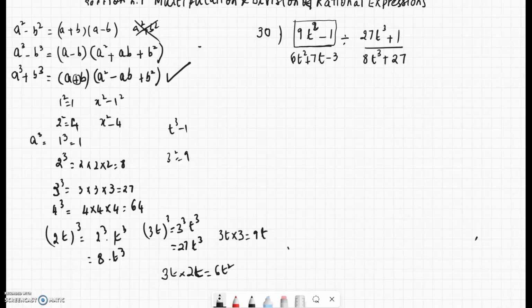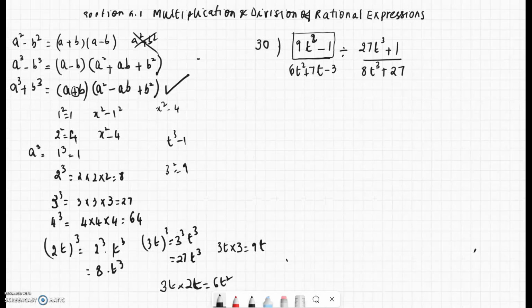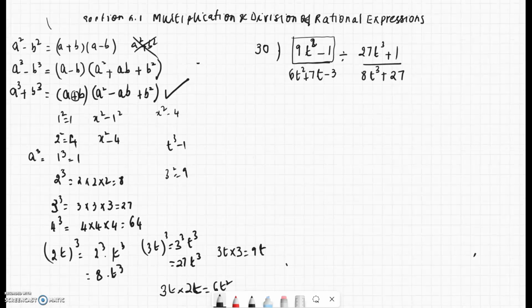If you have a square, like a 4, if you have an x squared minus 4, it's a difference of squares. And for factoring a difference of squares, all you have to do is a squared minus b squared is a plus b times a minus b. So it's important to recognize a square when you see one. So what do squares look like? 1 squared is 1, 2 squared is 4, 3 squared is 9, 4 squared is 16, 5 squared is 25, 6 squared is 36, and so on.